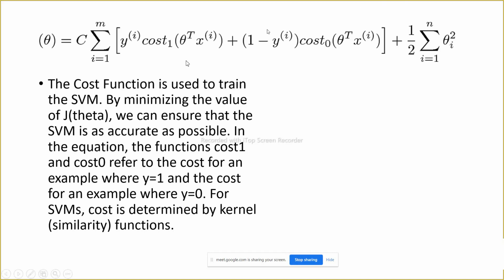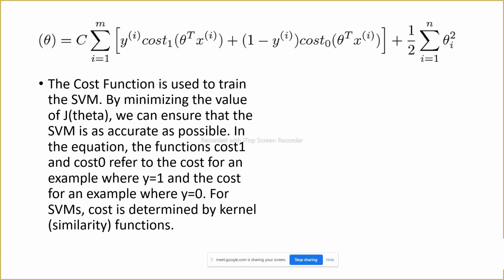So when the value of theta is low or minimized, we can ensure that the support vector machine is as accurate as possible. In the equation, the functions cost 1 and cost 0 refer to the cases where y is 1 and y is 0. But we don't need to do anything here, because we can just put the theta value in our code. When I run the code, we put the theta value here, and we can easily run our model.